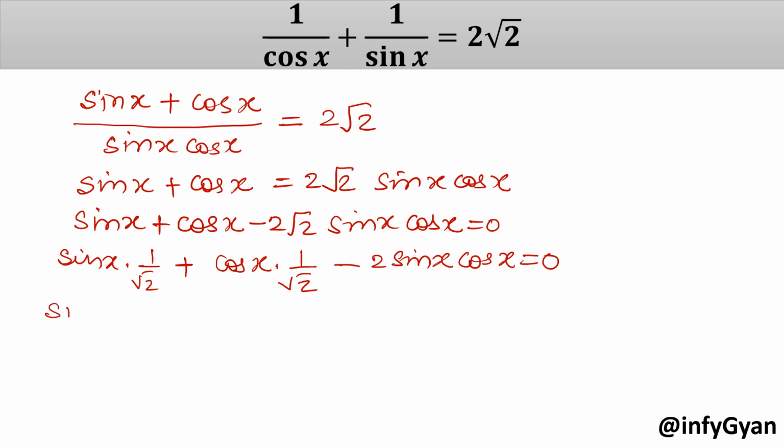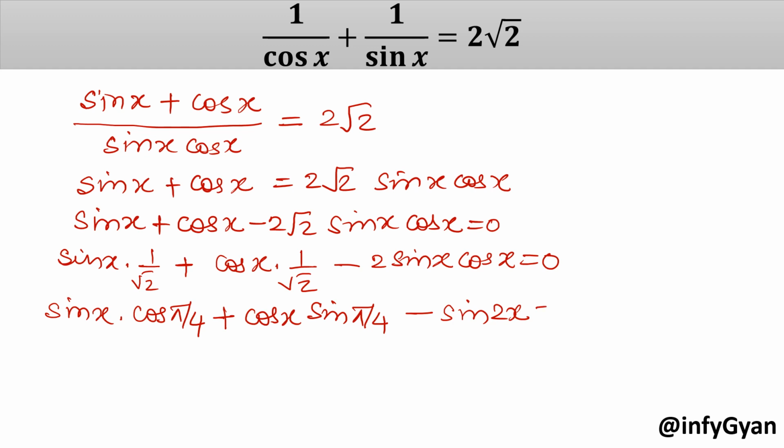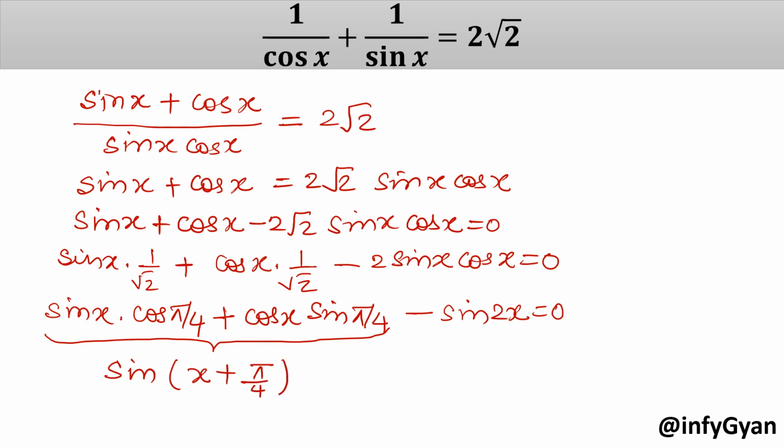Now you can write this as sin x times 1 over root 2, which is cos 45, so cos pi over 4, plus cos x times this 1 over root 2, I am writing sin pi by 4. Again it is 1 over root 2, and 2 sin x cos x is sin 2x, equal to 0. Now if you check, it is sin a cos b plus cos a sin b. This is sin a plus b. So sin x plus pi by 4 minus sin 2x equal to 0.